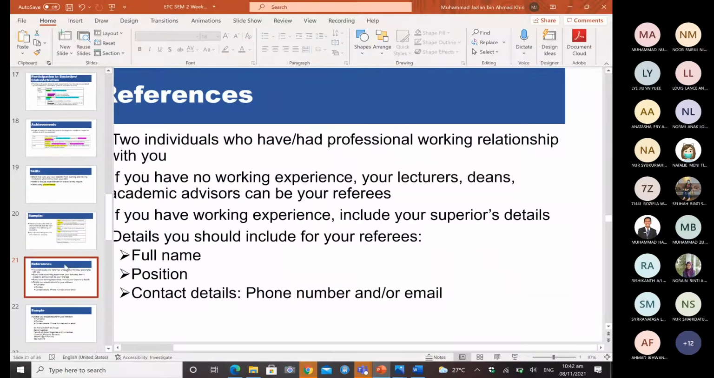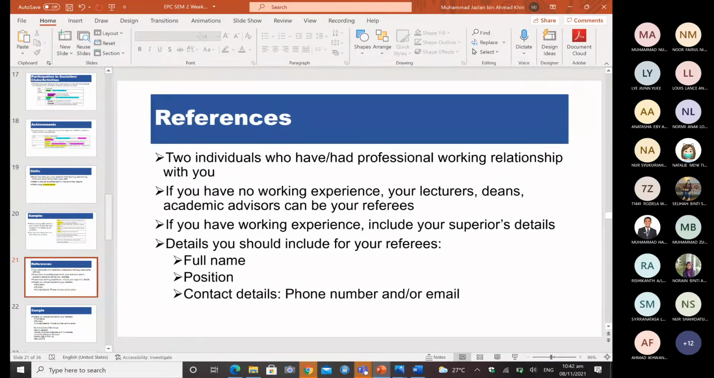And the last thing you need to include, ladies and gentlemen, is called references. And the references are basically individuals whom you had professional working relationship with. And if you have no working experience, you can use your lecturer, deans, or academic advisors to be your reference. In this case, you need to include the full name, the person's position, as well as contact information.